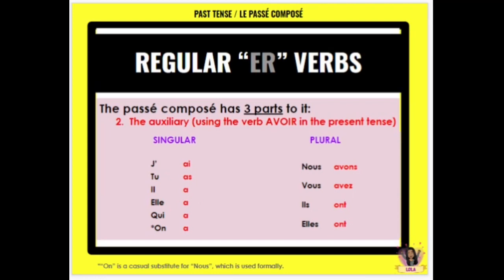The auxiliary is the verb avoir in the present tense. So we would use everything that you see here in red. So the ai, as, a, avons, avez, ont. Those would be your auxiliary. That would be the second part.